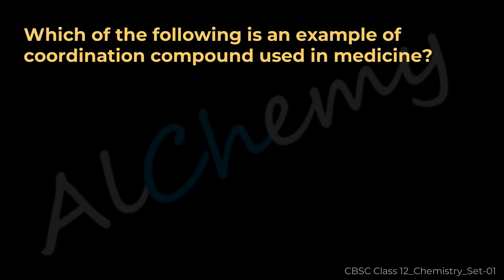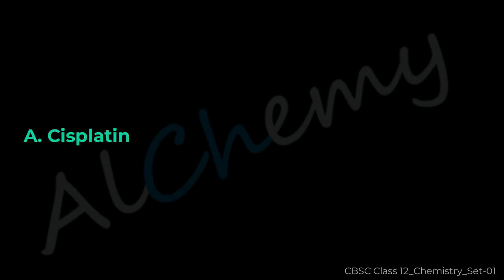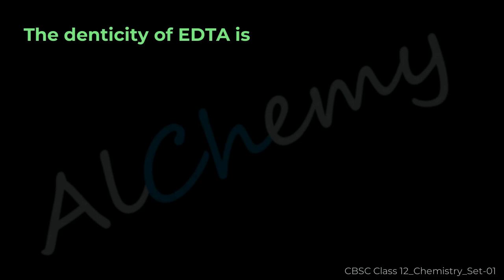Question 40. Which of the following is an example of coordination compound used in medicine? A. Cisplatin, B. EDTA, C. Ferrocene, D. Zeolite. The correct answer is A. Cisplatin.